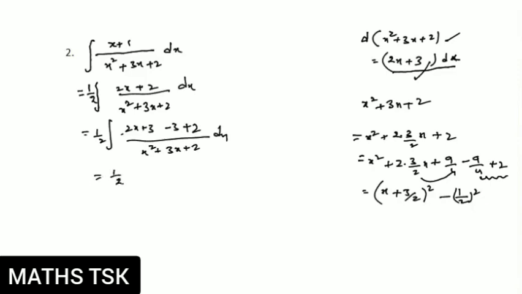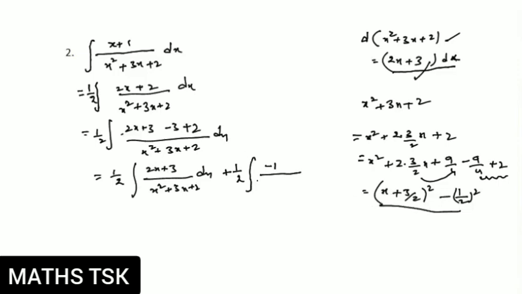This can be written as 1 by 2 into integration of, first integration is 2x plus 3 by x square plus 3x plus 2. So it's in the form of f dash of x by f of x. Again 1 by 2 into second integration, 1 by 2 into integration of, minus 3 plus 2 is minus 1 by x square plus 3x plus 2 can be written like this. That is x plus 3 by 2 whole square, and then minus 1 by 2 whole square into dx.